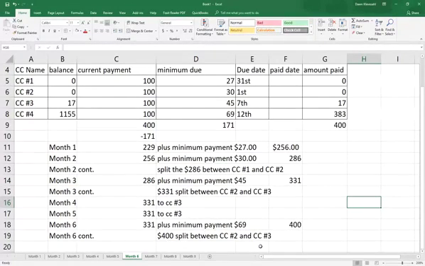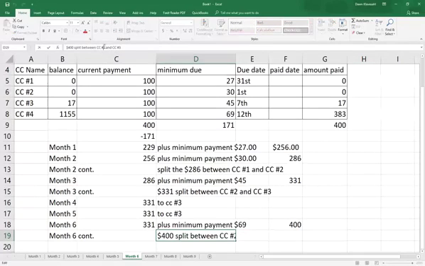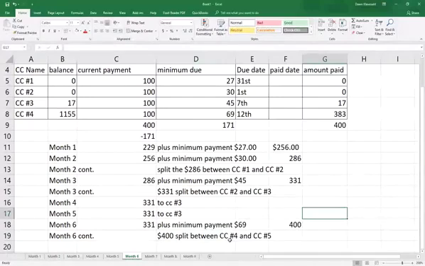Now you're going to split that $400 between credit card number 2 and credit card number, oops, I'm sorry, I should change that. It should be 4 and 5. I really like credit card number 2 and 3, really like the number 3. That's actually my favorite number. Okay, there you go. So that's going to be between 4 and 5. And actually, I'll go back and change that.